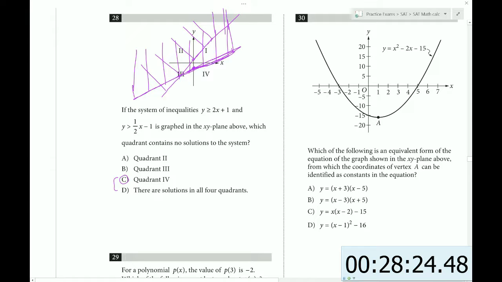But what about 4? Well, this first line never gets into 4. So even though there's some solution for the second line, the first line doesn't have any solution. So there's no overlap. So it is choice C.